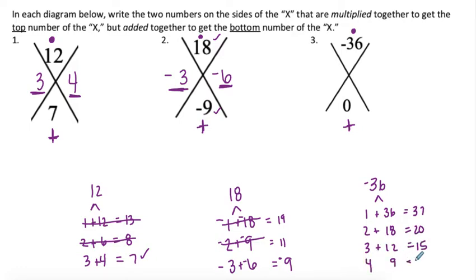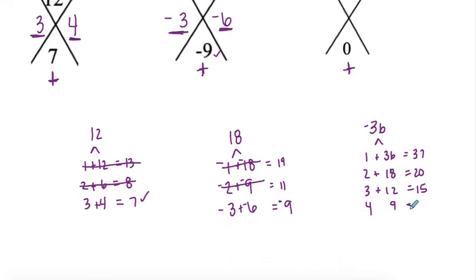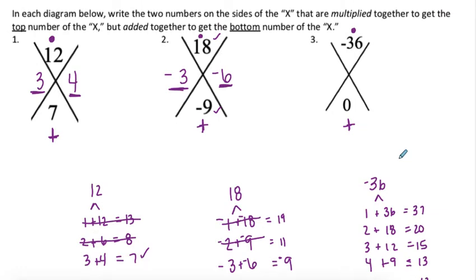4 and 9. Okay, so 4 and 9 would be 13. 5 doesn't go in, so 6 and 6 is 12. And then once I get back to 6, well, then I'm back to the numbers over here. All right, so something didn't work here. We didn't multiply to 36, but added to 0. We never got 0 on this side.